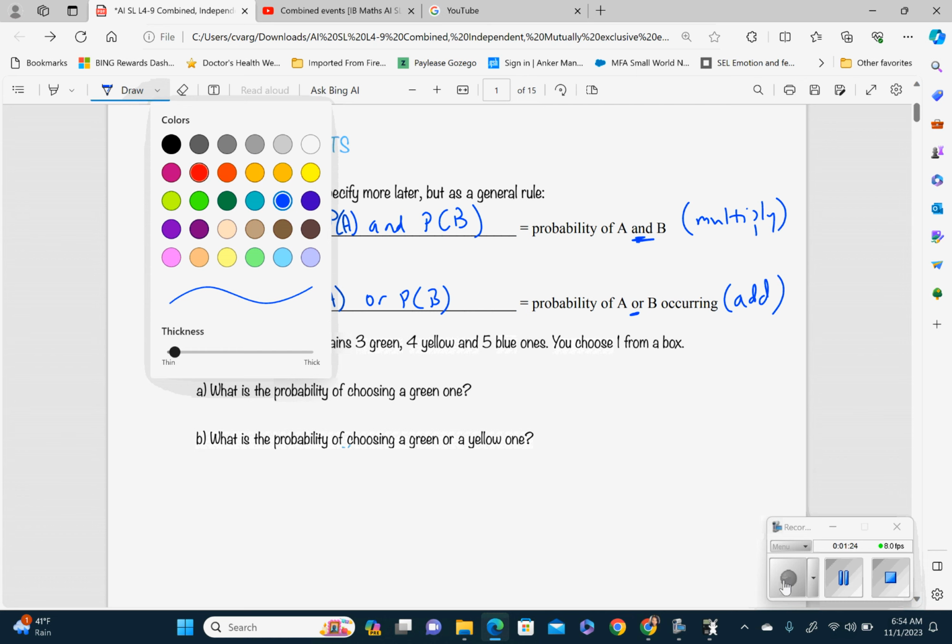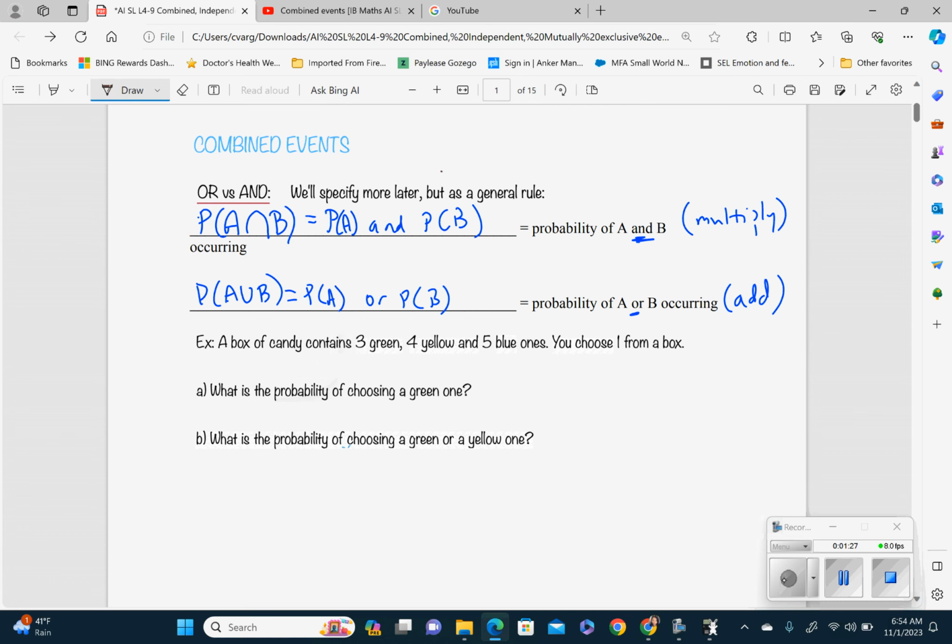I kind of remember the "and" symbol, the difference between it, it kind of looks like an A. So that might help you remember which one is which.